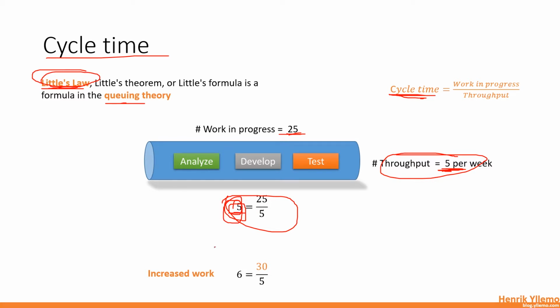So let's say we increase our work in progress to 30. That gives us a cycle time of 6. It takes us 6, whatever we're counting, 6 days, 6 weeks, or whatever. So that means that just because we increase the amount of work, we don't get an immediate effect. And that's something that we can prove using Little's law. So we want to have a good balance of throughput and work in progress without adding queues like we have here in the previous scenario.